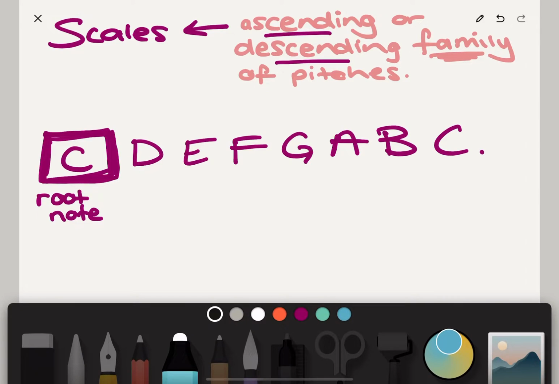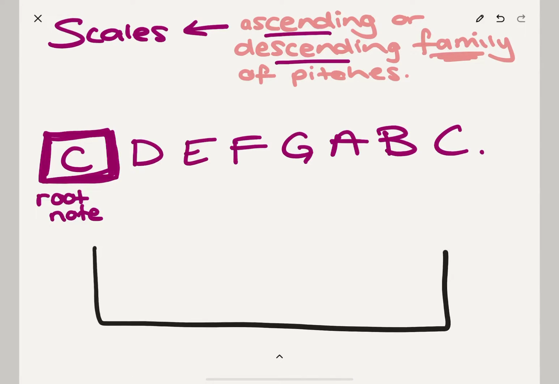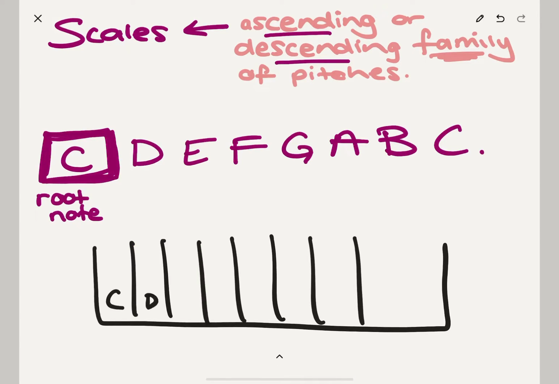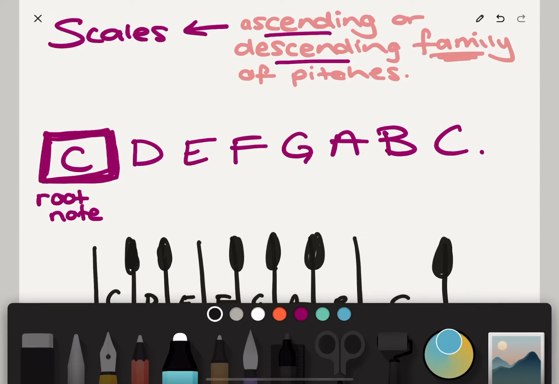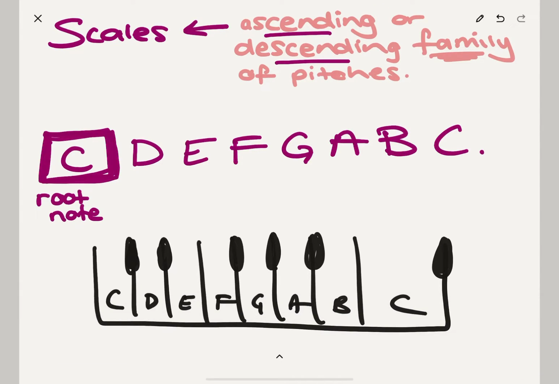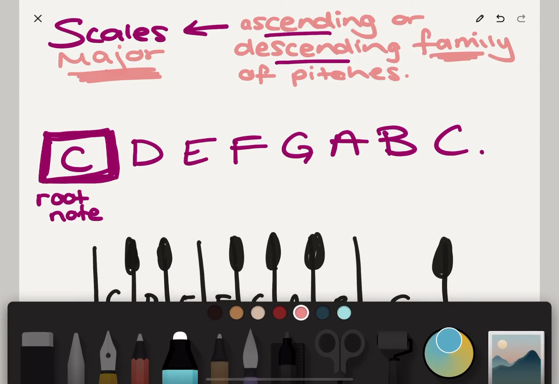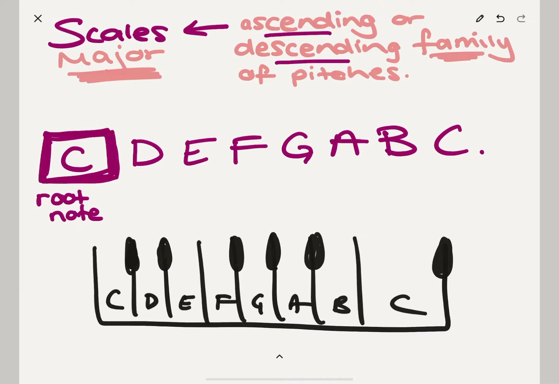If I draw a little piano for you, we'll see how good this picture is. Wow, that's a very disproportionate piano, but you get the drift. If we start at C here, I'm going to put this word here as well because we're talking about major scales today. There's a few different kinds of scales, but we're talking about major scales. C is our root note, so it's the beginning note for the scale.